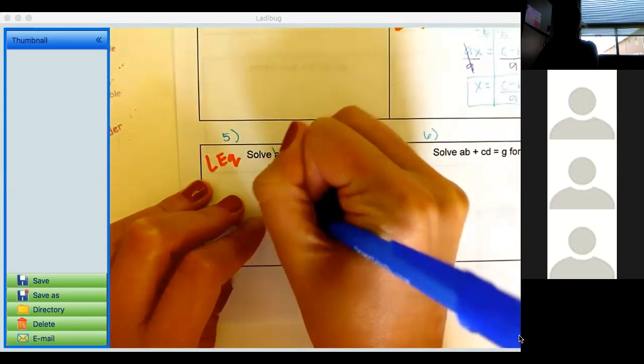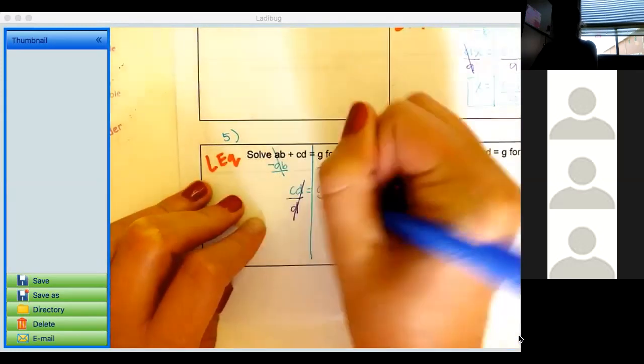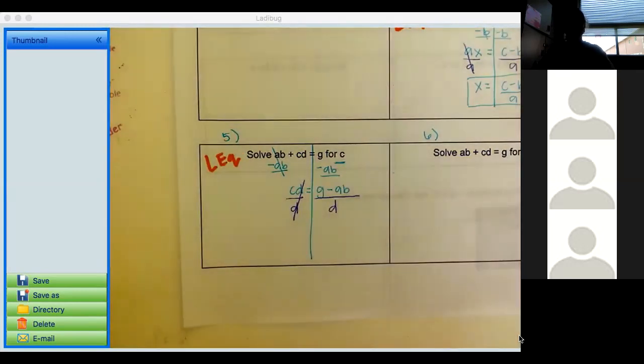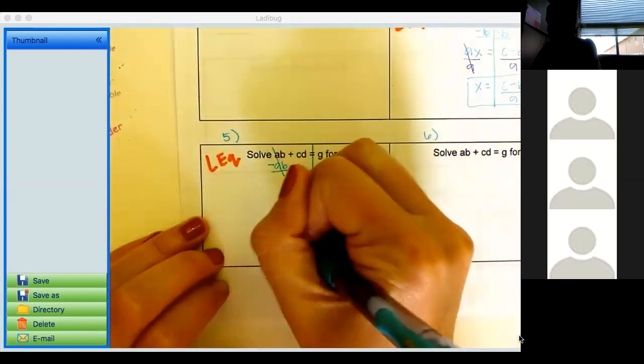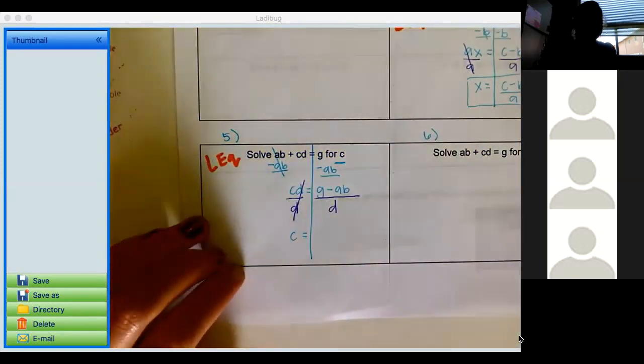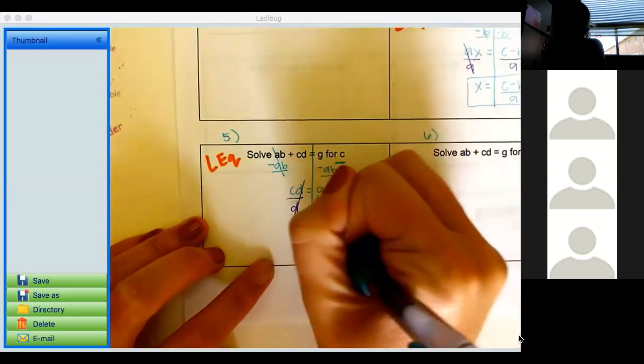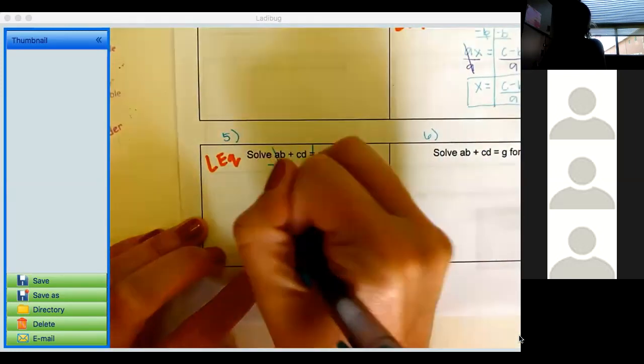Good. Carry an extra credit, baby. Divide everything by D. Paul, you have some too for participating. So, what's my answer? Anybody can answer. What's my answer? C, G minus AB. There you go. G minus AB over D.